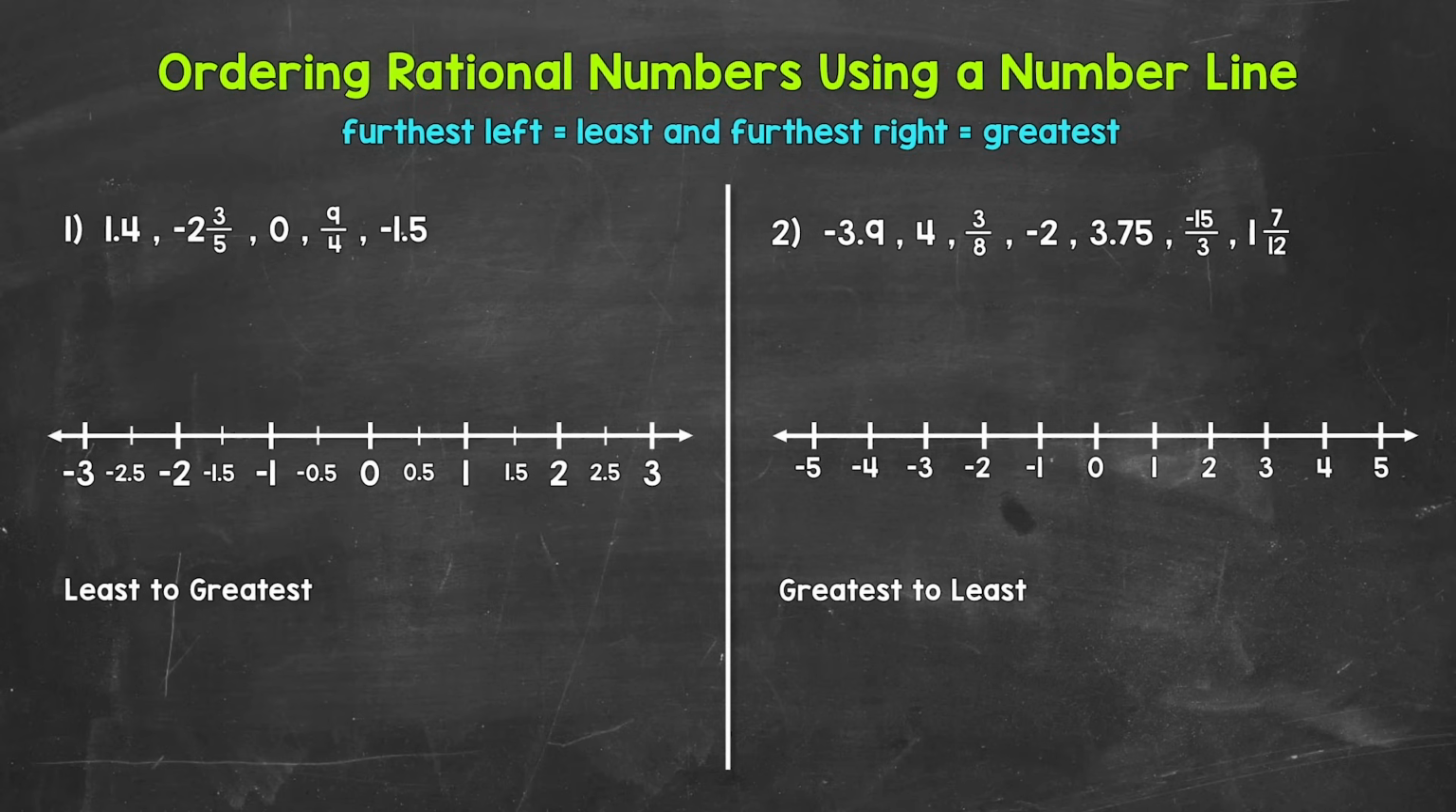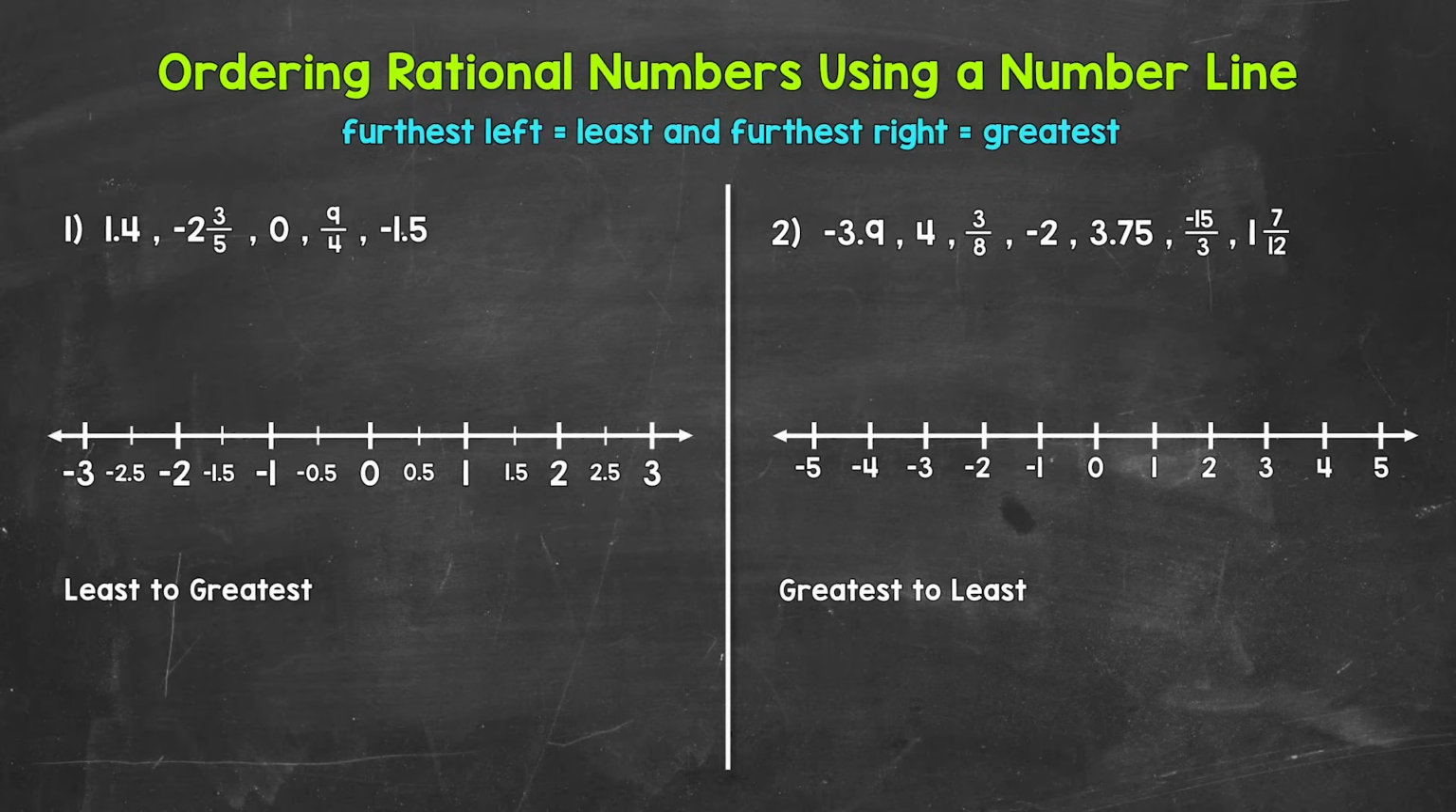Here are our examples for ordering rational numbers using a number line. We will do one example where we go least to greatest and one where we go greatest to least. So, when we order rational numbers using a number line, the number furthest to the left will be the least, and the number furthest to the right will be the greatest. Let's jump into number 1, where we have 1 and 4 tenths, negative 2 and 3 fifths, 0, 9 fourths, and negative 1 and 5 tenths.